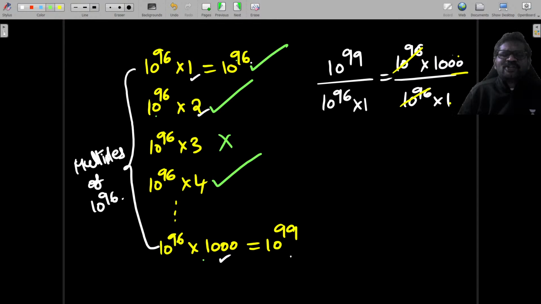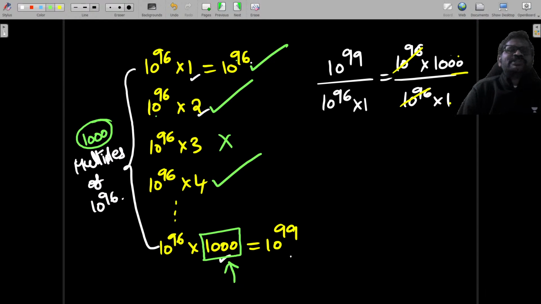To verify like that consumes time. That's why I am calculating the divisors of 1000. How many divisors of 1000 do you have? That number of divisors are the multiples of 10 power 96 which divide 10 power 99. That's why among these 1000 multiples, I am calculating how many multiples are divisors of 1000. I am just verifying. Observe here, same logic.